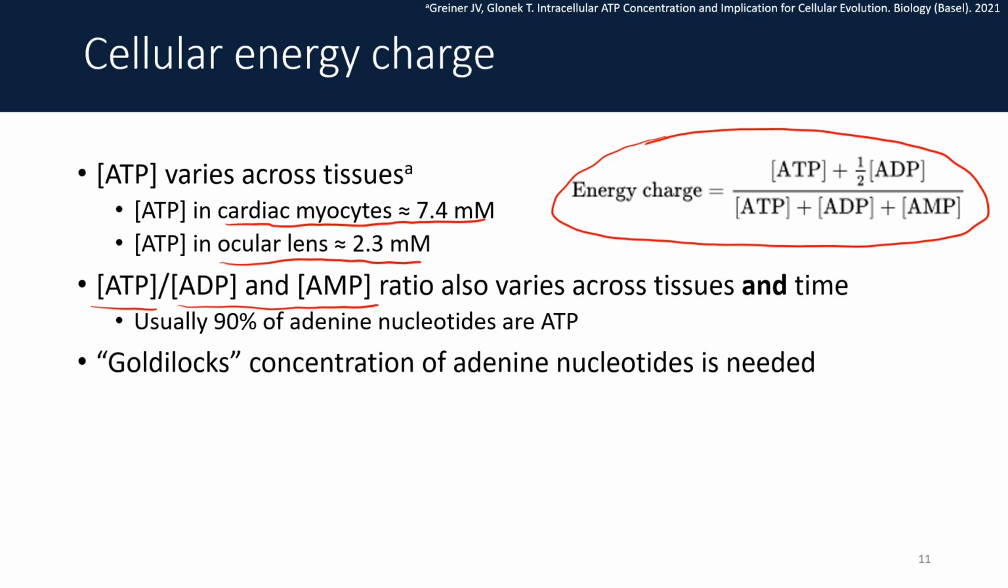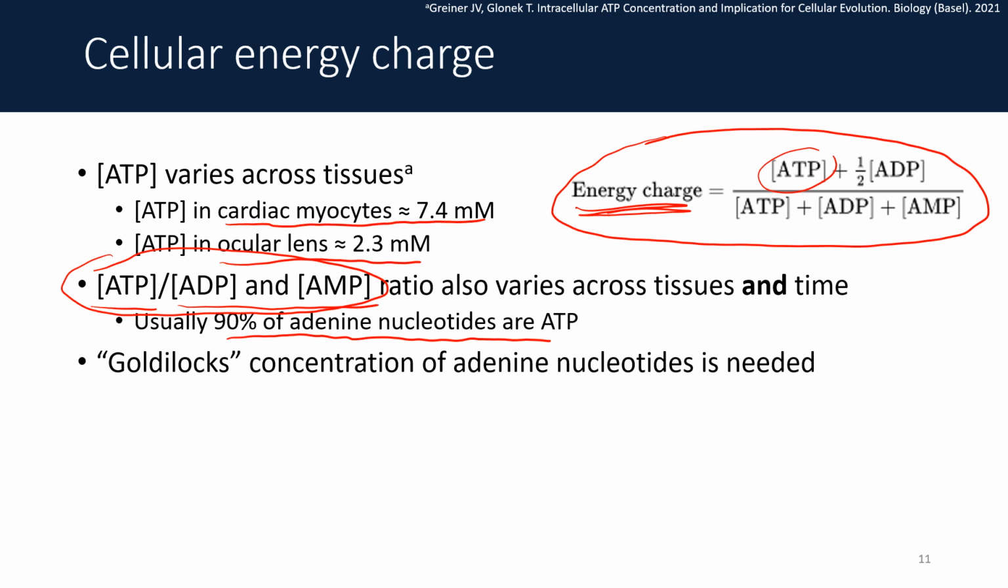Usually, when we're just talking in common parlance, scientists will just know that energy charge is the ratio of ATP to ADP and AMP. It's not exactly the same thing, but it gets the same message across. And I want to tell you that usually in most cells, 90% of adenine nucleotides are in the ATP form. So that tells you that the default energy charge when things are running normal is going to be on the higher side because we'll have a higher denominator. Excuse me, a higher numerator.